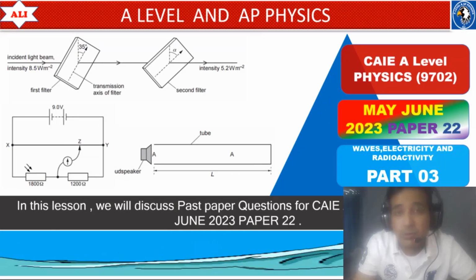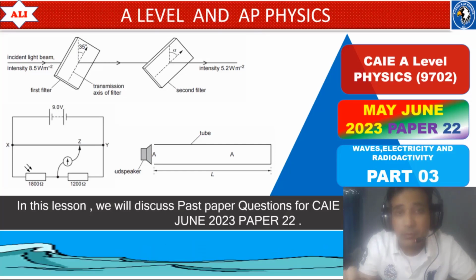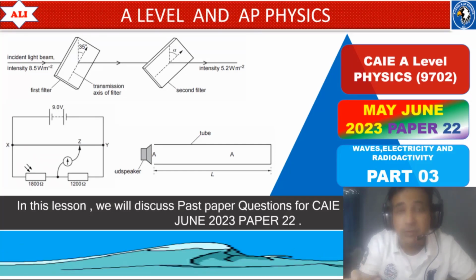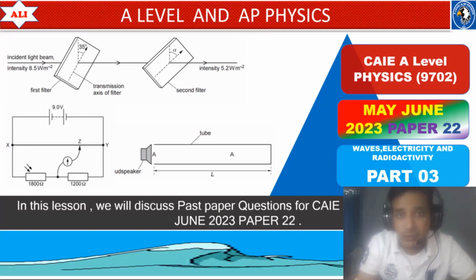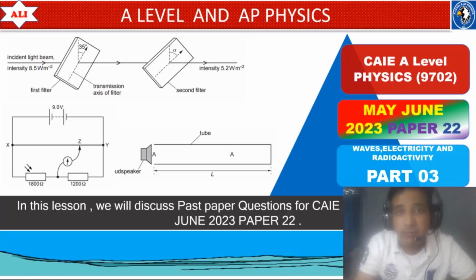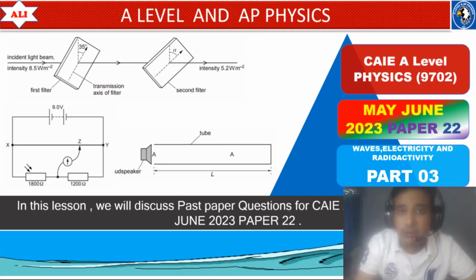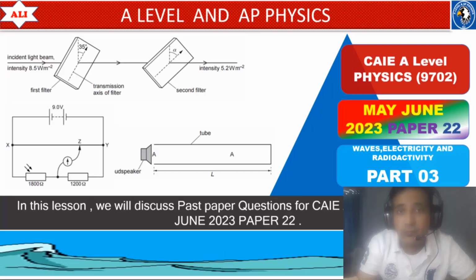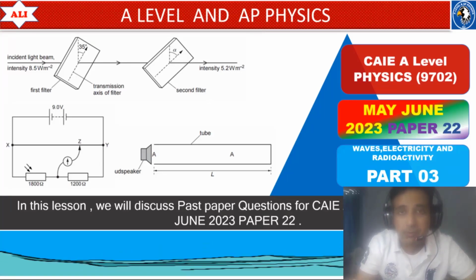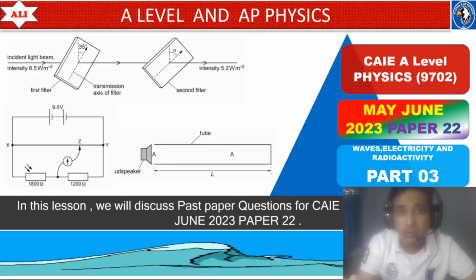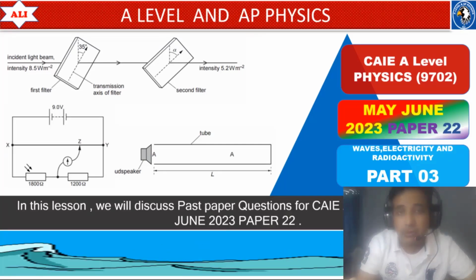In the last two videos, we have already discussed from question 1 to question 4, meaning we have discussed all questions about mechanics. In today's lesson, we will start from question number 5, and question 5 is about waves. Then we will discuss electricity, and finally radioactivity. It simply means that we will cover all the remaining questions from this paper in today's lesson.